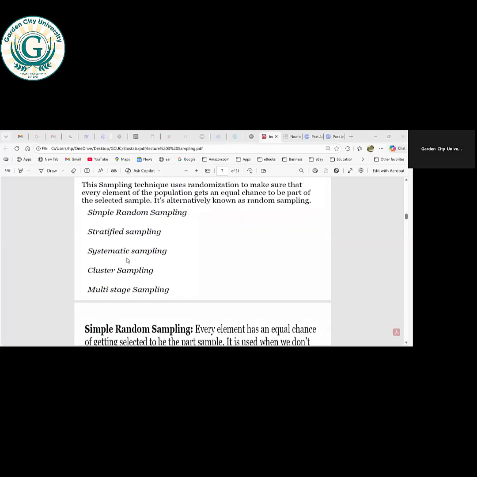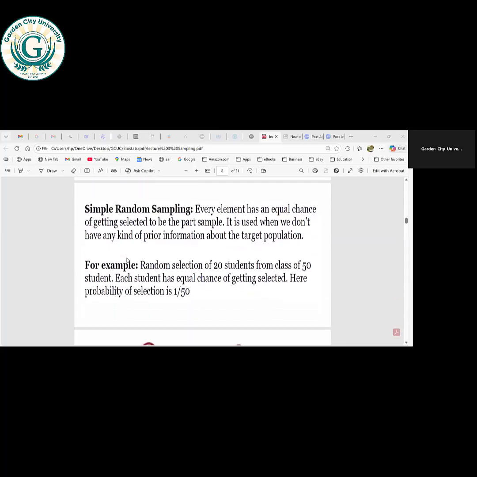When we say simple random sampling, it is done when you have a relatively small population size. If you have a small population size, you can apply simple random sampling. In simple random sampling, every individual has an equal chance to be part of the sample.